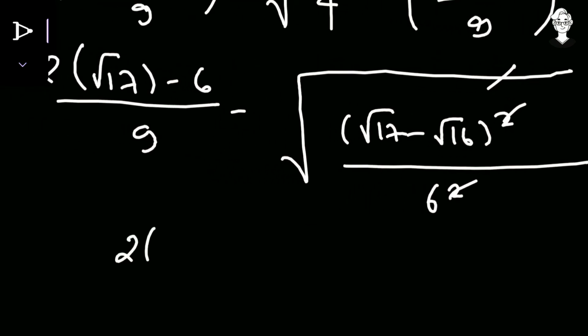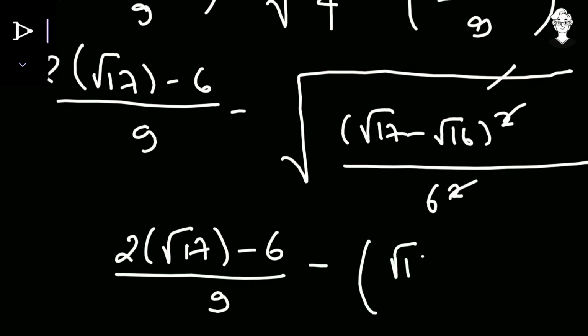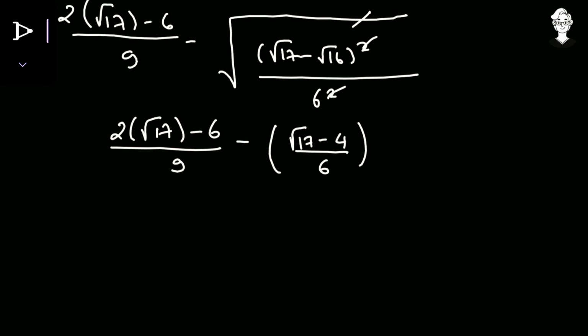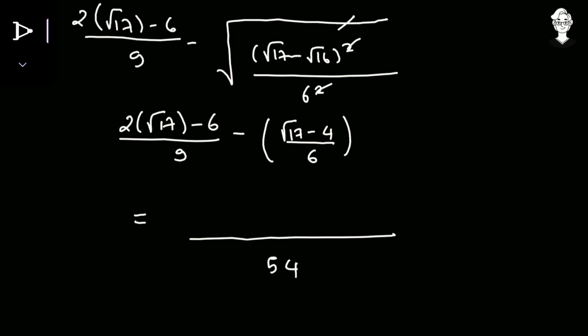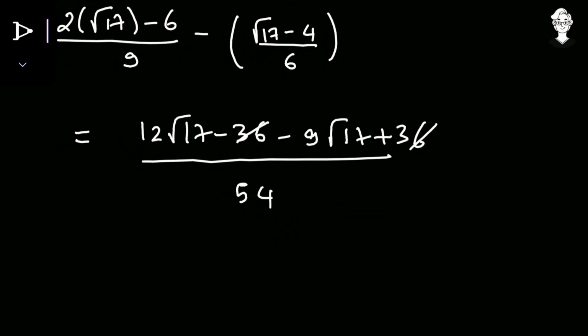So what we have is 2 times square root of 17 minus 6 upon 9 minus square root of 17, square root of 16 is perfect, that is 4. So square root of 17 minus 4 upon 6. As we have reached this step, after this we can take the LCM. So taking the LCM over here, in the denominator 9 into 6, that is 54, and in the numerator 6 into 2, that's 12 times square root of 17 minus 36, negative 9 root 17 and positive 36. So negative and positive cancel out. 12 minus 9 is 3 square root of 17 upon 54 gives me square root of 17 upon 18. So this is the value of line segment QR.